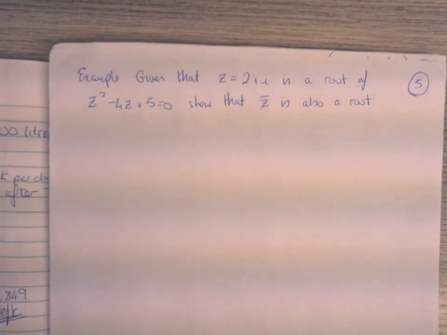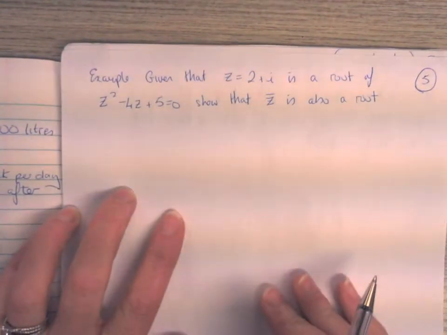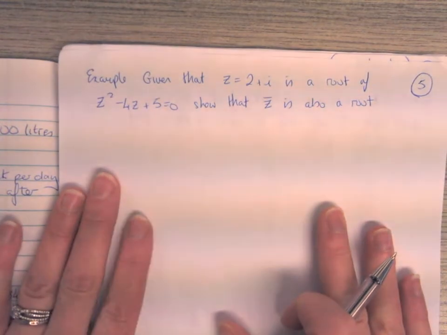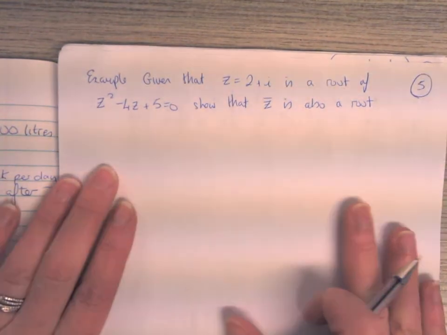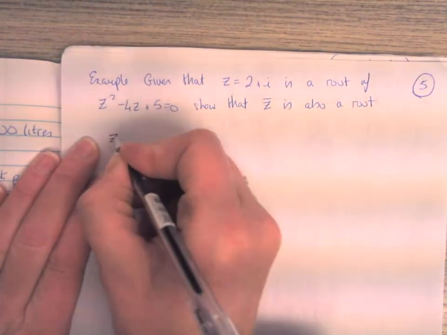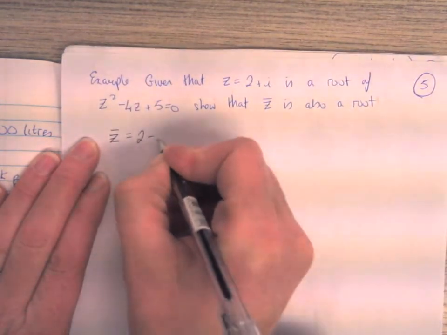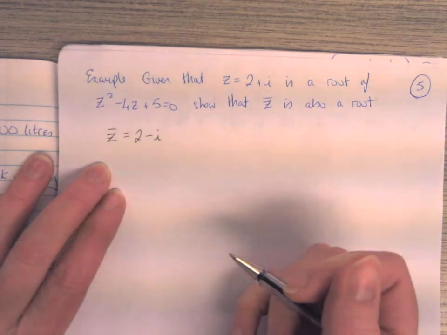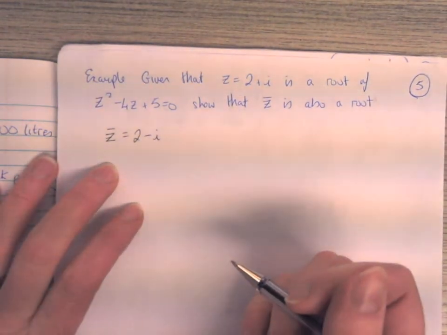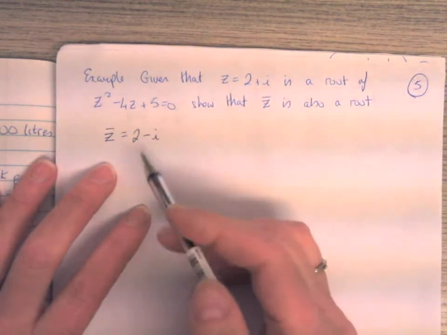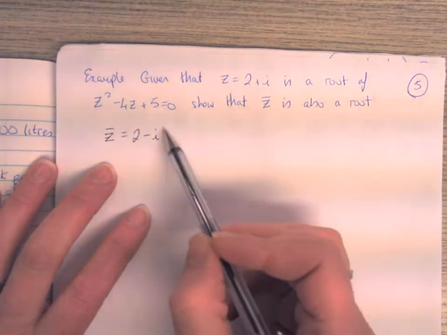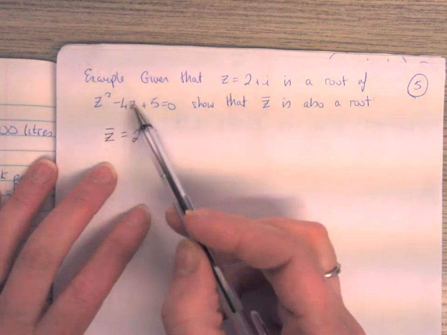Okay, so then just another example to do with conjugate root theorem. Given that z equal to 2 plus i is a root of that, show that z conjugate is also a root. So z conjugate is 2 minus i. So when we're showing something is a root of an equation in any sense, we can fill it in and it should equal 0. Alright, so instead of z, I'm going to put in 2 minus i here and multiply it all out.